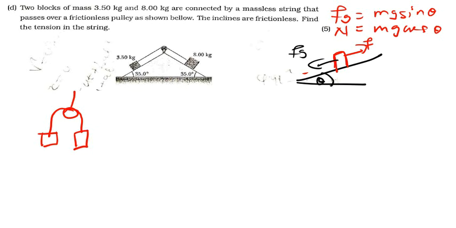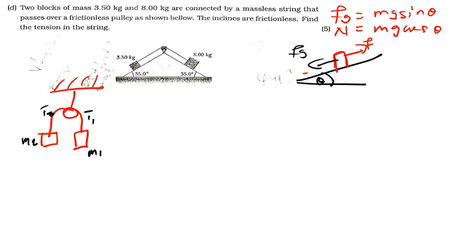So you have this. Let's say this is M1 and this is M2. What I want you to understand is that this is the tension force. We can say T1, T2, but at the end of the day the tension is the same.